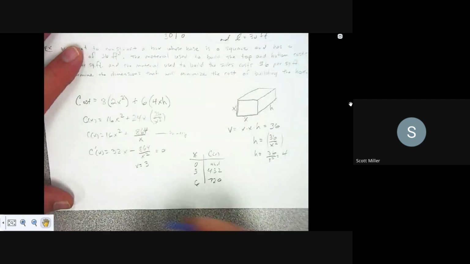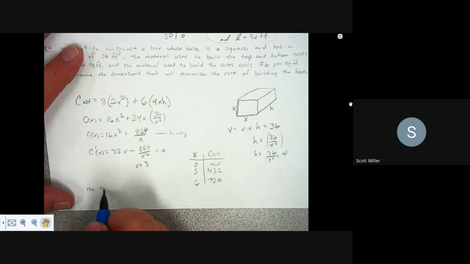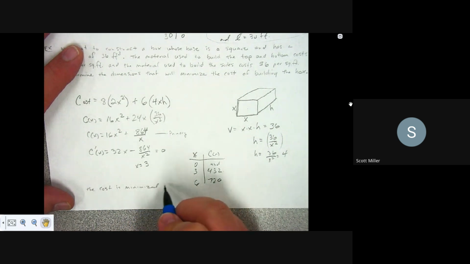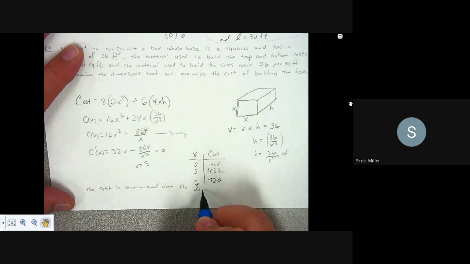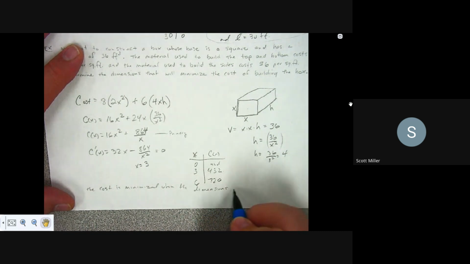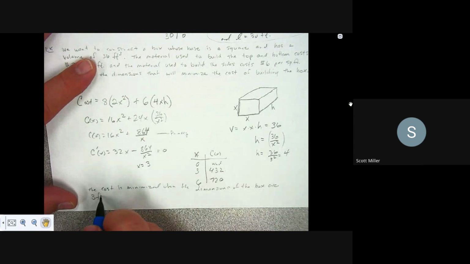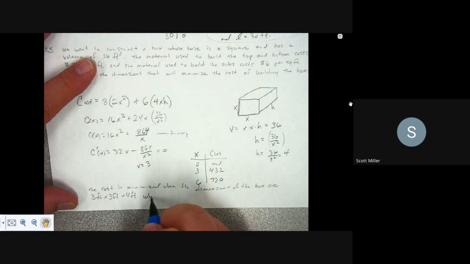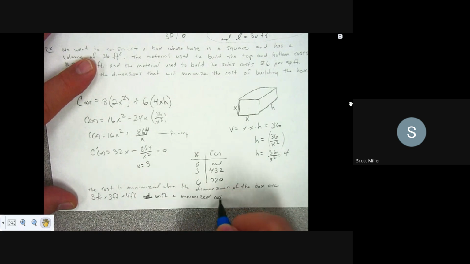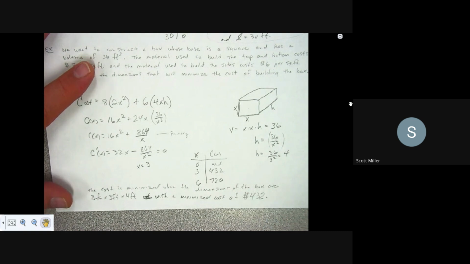Let's go ahead and answer this question out then. The cost is minimized when the dimensions of the box are 3 feet by 3 feet by 4 feet. And then with a minimized cost of $432.